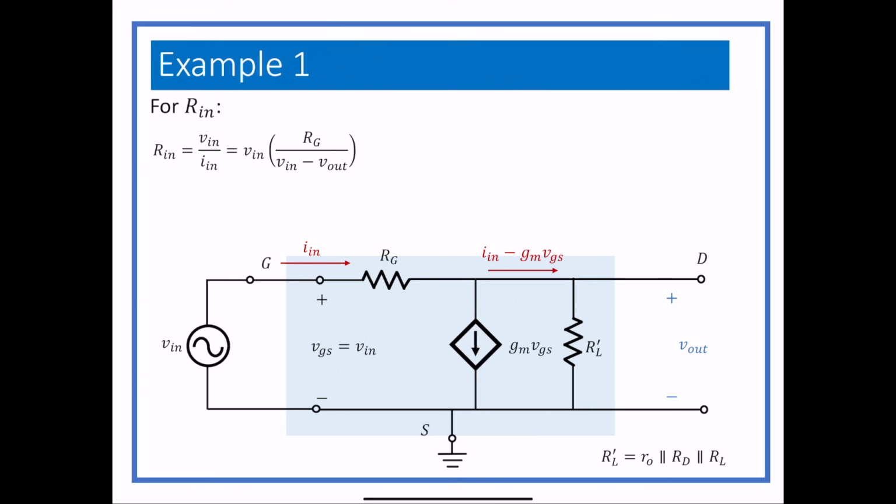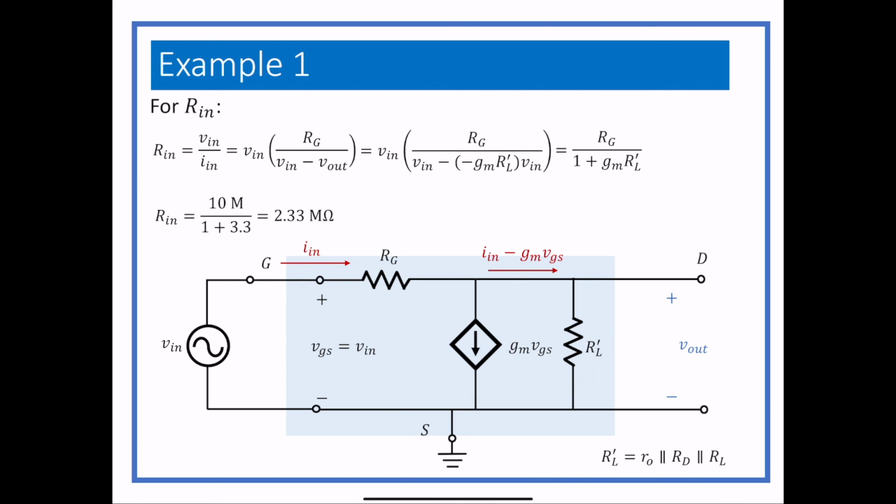It's Vn minus V out over Rg. And then we can factor out a Vn, or put in a Vn minus gm RL prime Vn, and then just take the Vn out. And we get Rg over 1 plus gm RL prime. And what that ends up doing is reducing the amount of input resistance from Rg. So it's going to be smaller than Rg, but not appreciably smaller, as long as the gain is not too big.